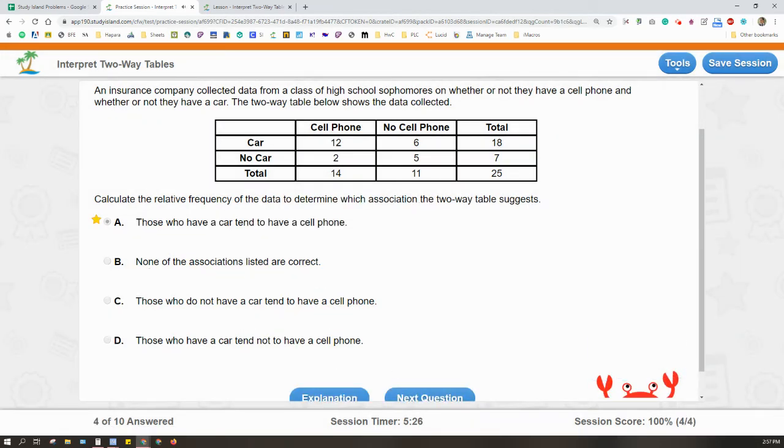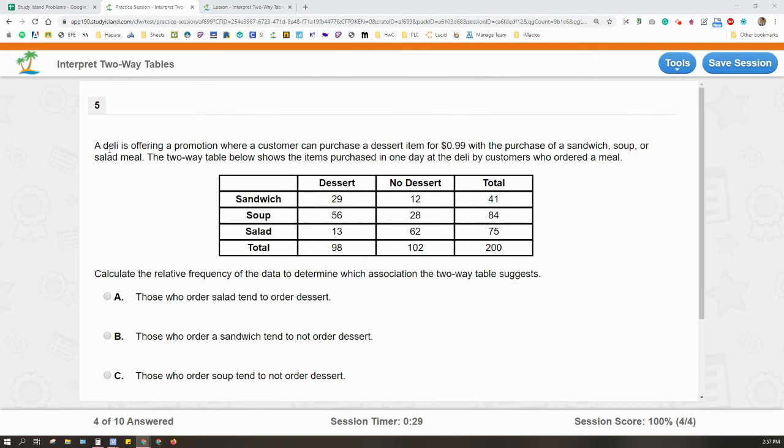Moving on. Number 5. A deli is offering a promotion where a customer can purchase a dessert item for 99 cents with the purchase of a sandwich, soup, or salad meal. The two-way table below shows the items purchased in one day at the deli by customers who ordered a meal. So we've got the sandwich people, the soup people, the salad people, and whether or not they got a dessert or no dessert. And then the total for each of those rows. And then the total for each column of the dessert and no dessert people.